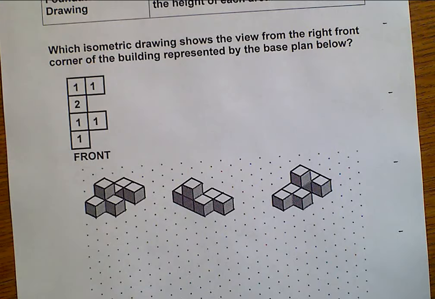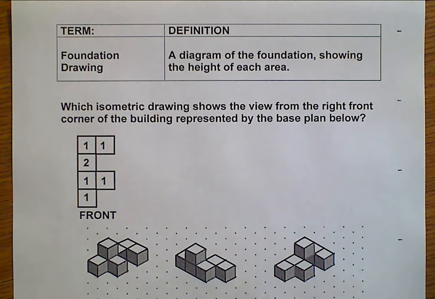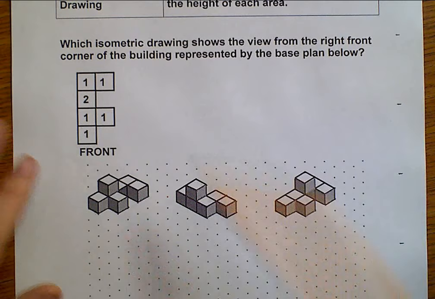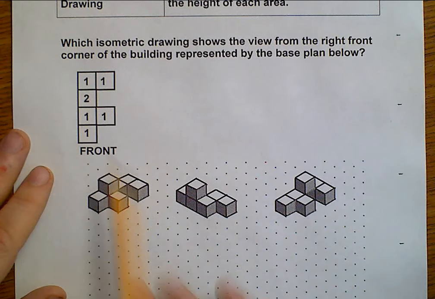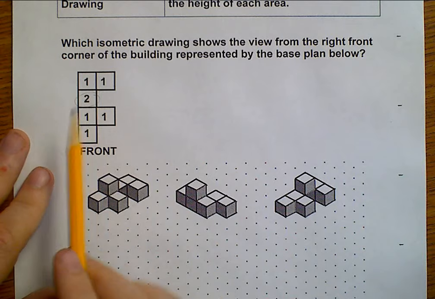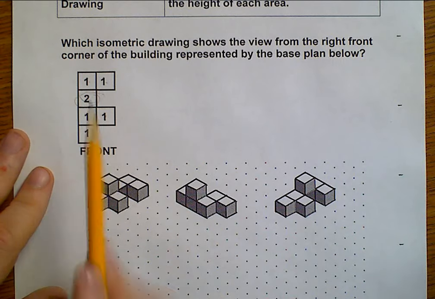Well, now let's talk about our third type of drawing. That's a foundation drawing. A foundation drawing is a drawing where we kind of mix an isometric view and a top view, and we explain how tall everything is. So if we look at our isometric view, we have the shape of an F, except for here, this is 2 blocks tall. So the rest of these are 1 block tall, but in the middle of our F, it gets to be 2 blocks tall.